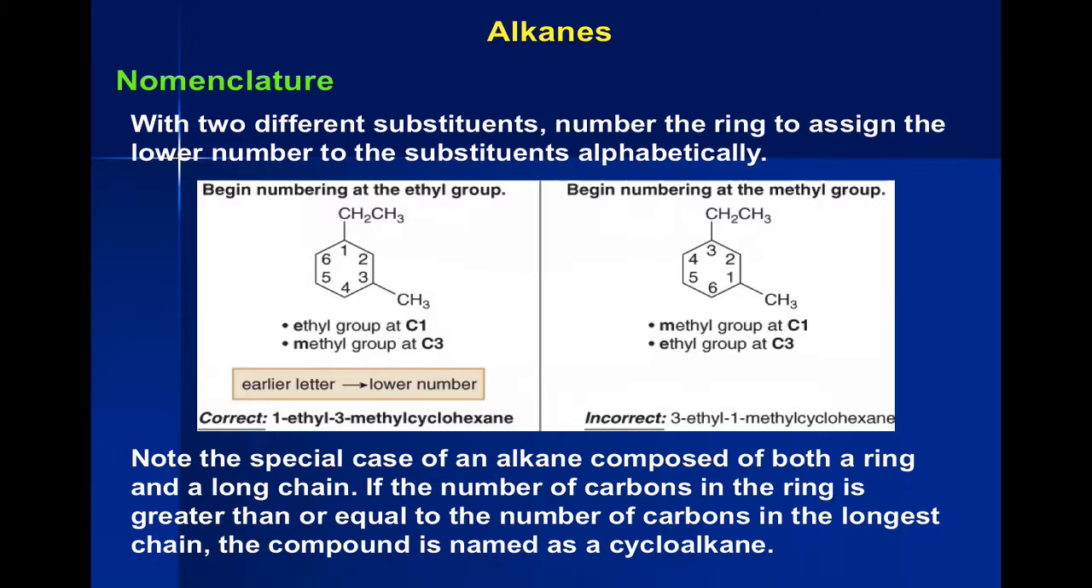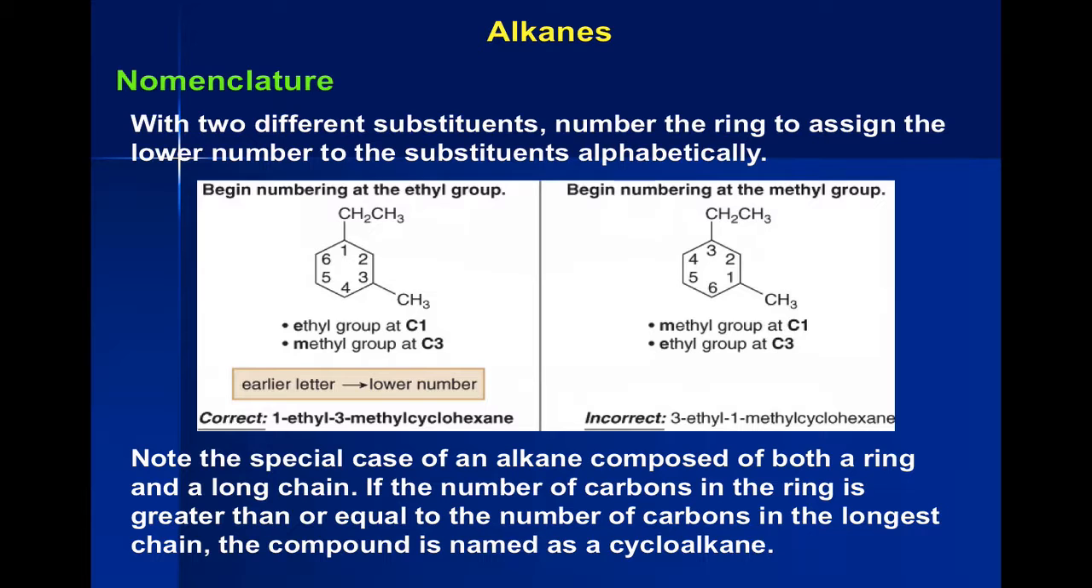We would not number 1 being the methyl group. Now, one of the things that people do that gets confusing here is they forget about the alphabetical part. And they'll go, oh, well, there's 2 carbons up here. That should take priority over a single carbon. That's not how it works. The rule is based on the alphabet, okay? So now, there is a situation where you can imagine having an alkane that has both a long chain and a ring.